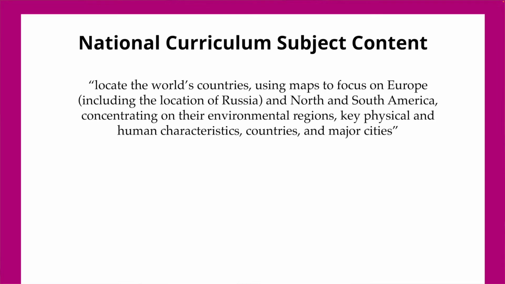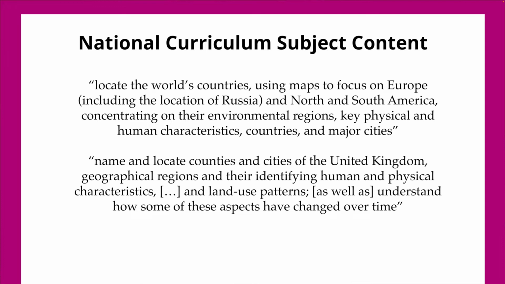The national curriculum is clear that pupils should locate the world's countries using maps to focus on Europe, including the location of Russia, and North and South America, concentrating on their environmental regions, key physical and human characteristics, countries and major cities. In this unit, pupils will consider the population density and distribution across the world, including in the United Kingdom, which will support pupils' locational knowledge and their ability to name and locate counties and cities of the United Kingdom, geographical regions and their identifying human and physical characteristics, and land use patterns, as well as understand how some of these aspects have changed over time, which is another key national curriculum requirement.